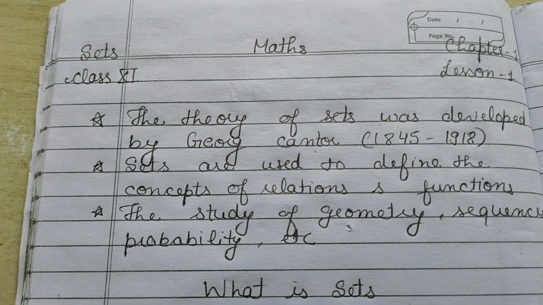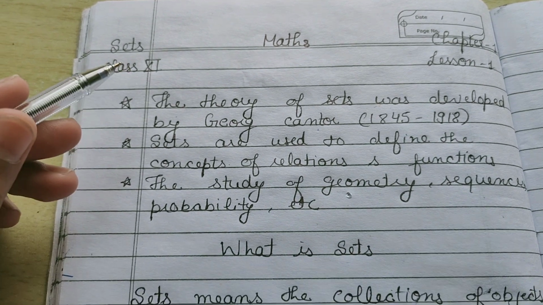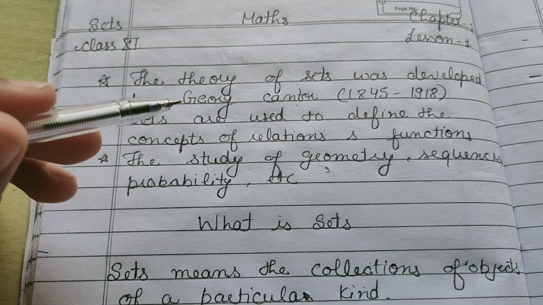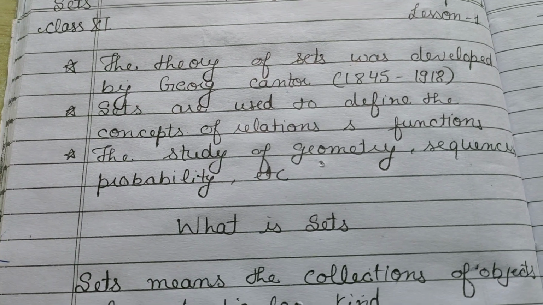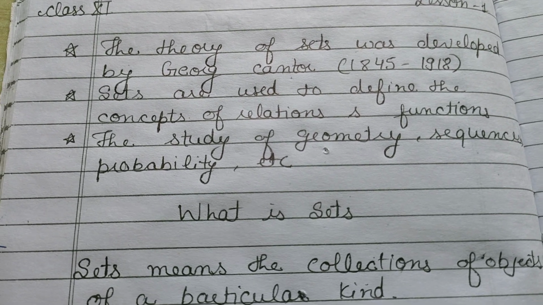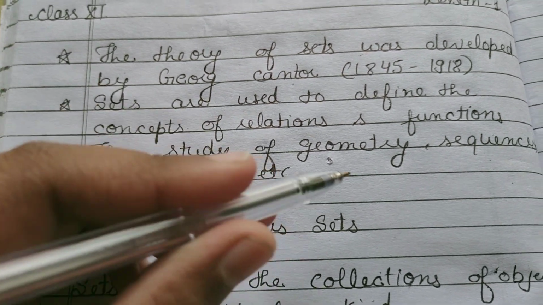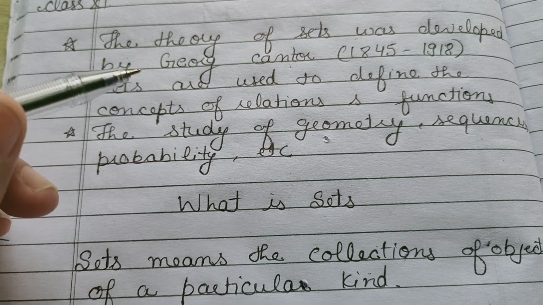So, let us start the class with chapter number 1, sets. The theory of sets was developed by George Cantor. Okay, who gave us this theory? George Cantor. Sets are used to define the concepts of relation and functions. Relation and functions are also included in sets, so we do further study on relation and function.